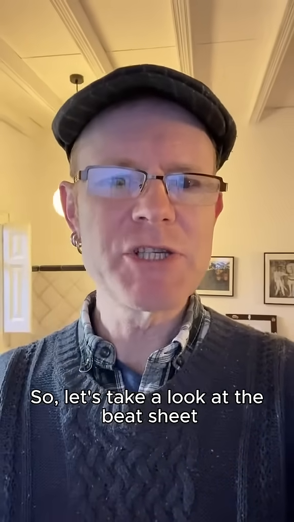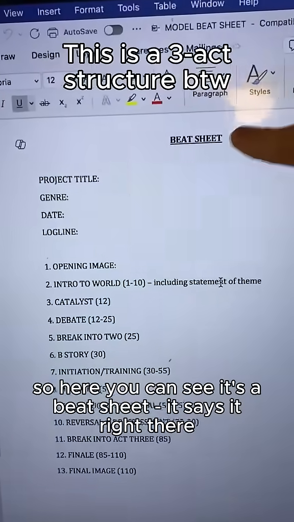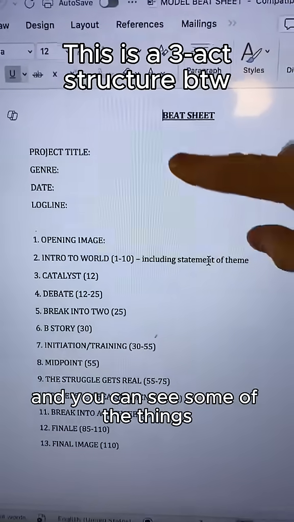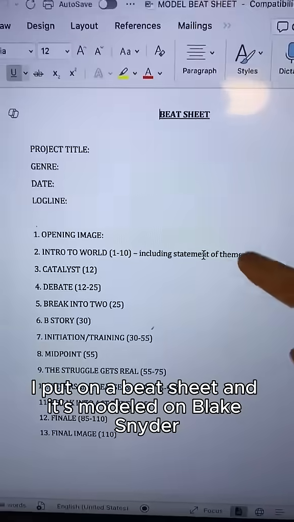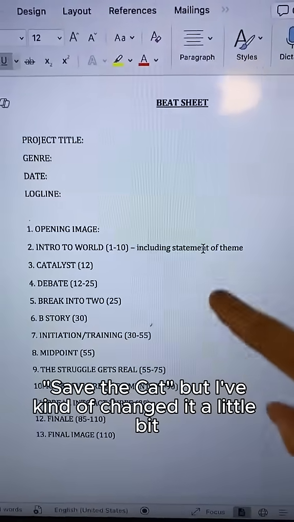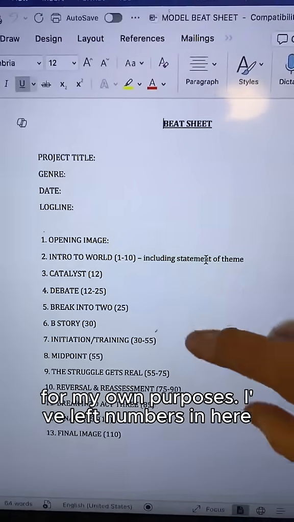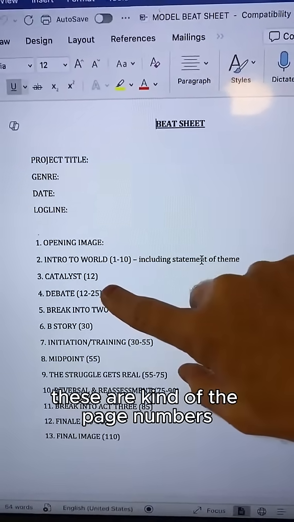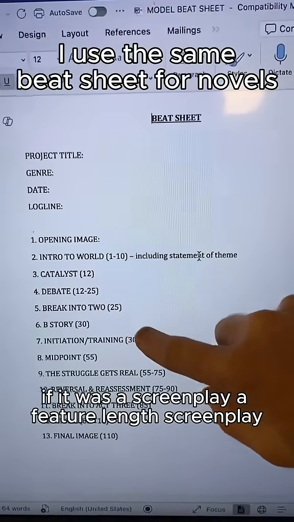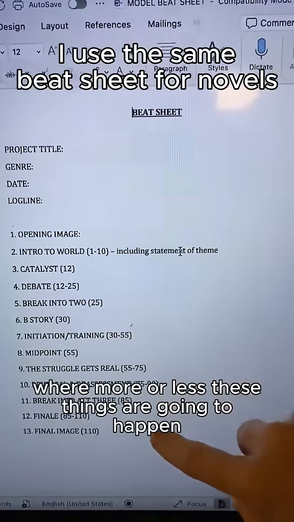So let's take a look at the beat sheet. So here you can see it's a beat sheet, it says it right there. And you can see some of the things I put on a beat sheet, and it's modeled on Blake Snyder's Save the Cat, but I've kind of changed it a little bit for my own purposes. I've left numbers in here. These are kind of the page numbers if it was a screenplay, a feature-length screenplay, where more or less these things are going to happen.